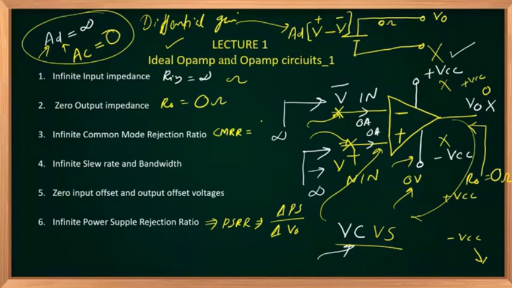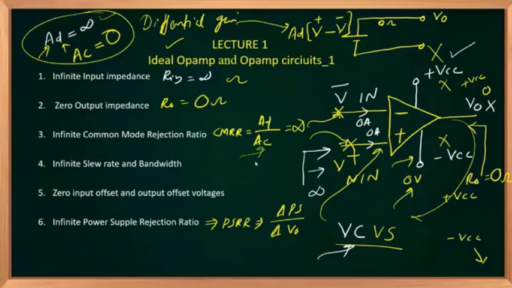That is defined as differential gain in the numerator upon common mode gain in the denominator. Ideal case, that will be equal to infinity, because differential gain we are expecting infinite and common mode gain 0. So ideally CMRR, common mode rejection ratio.